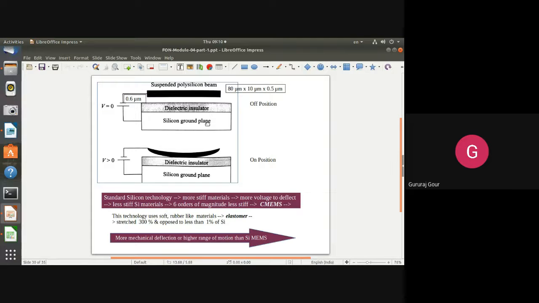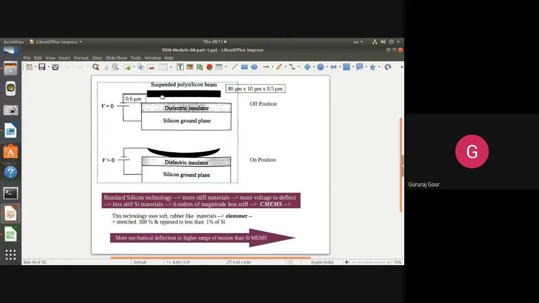So from the silicon ground plane, it is connected to the positive of the external battery and negative is connected to the suspended polysilicon beam. So this polysilicon beam is going to move up and down. It is acting like a switch, depending on what voltage you are going to supply.